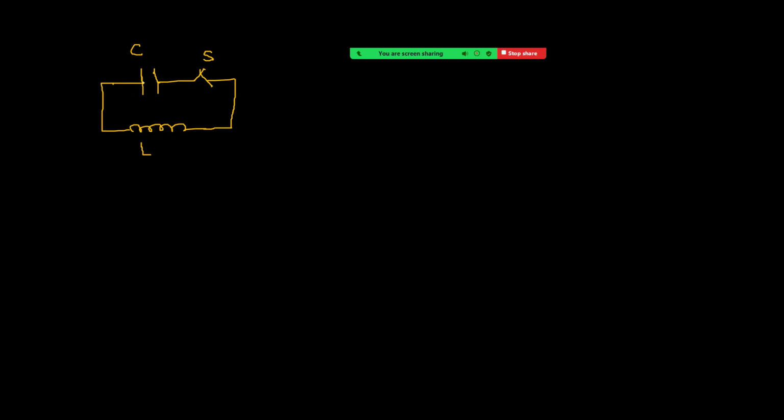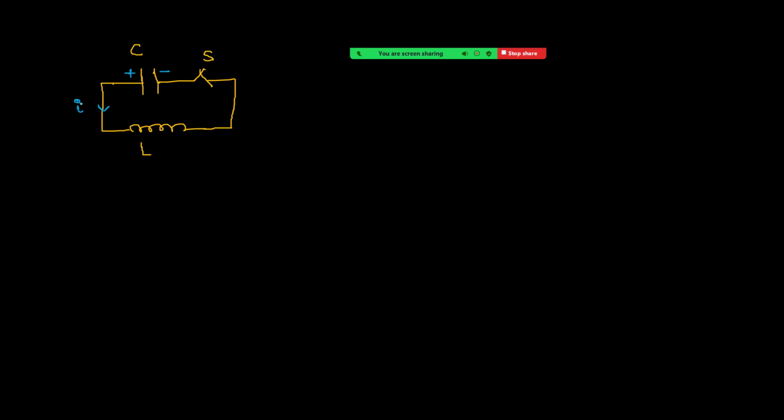That means if I'm taking, let us take now here that left plate as positive and right plate negative. Now current flows like this. That means now the capacitor is discharging. So the capacitor is discharging means energy stored in the capacitor is given to the inductor.